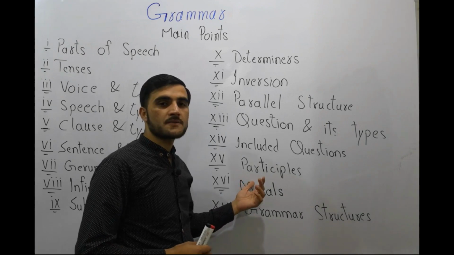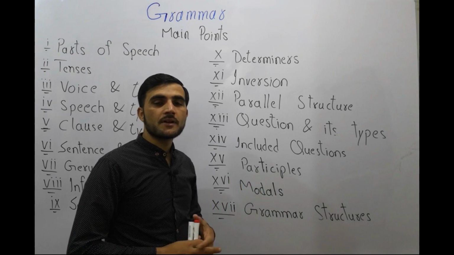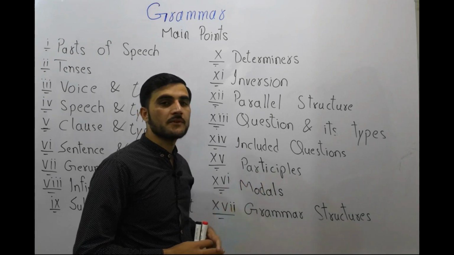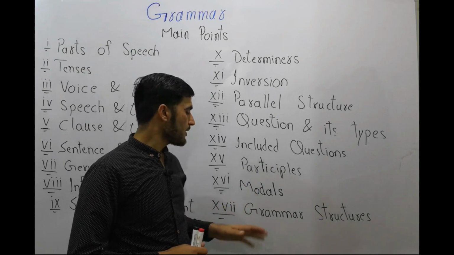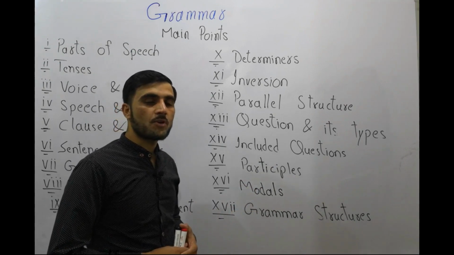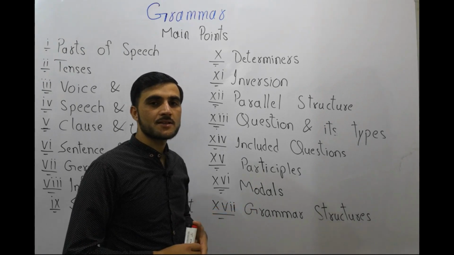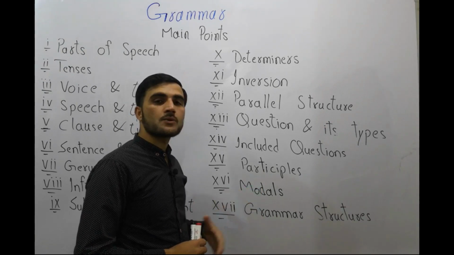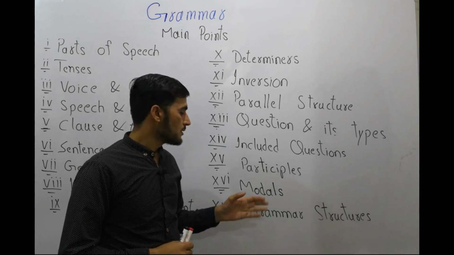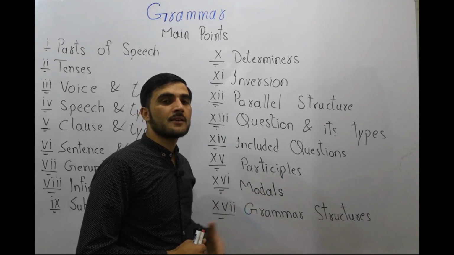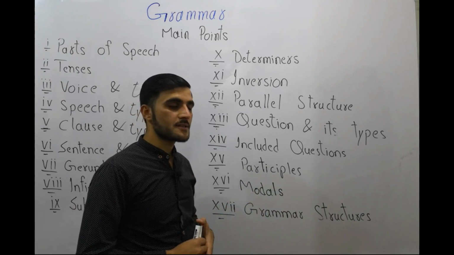The other part is participles. What are participles? We have present participle and past participle. If you learn them both, it will be very easy for you to use your language effectively. The next part is modals. What are modals? How do we use them in a sentence? How to make interrogative sentences with modals, and how do they change their position? So all these things will be discussed here.